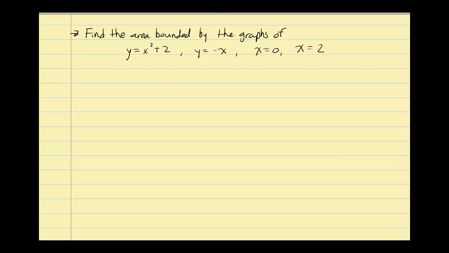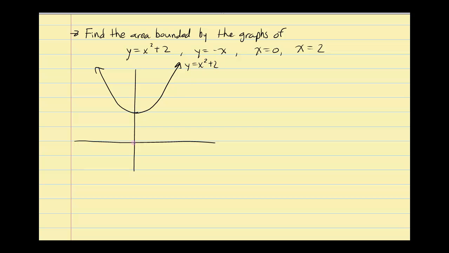So we need to know something about curve sketching to be successful with these, because we have to be able to see what's upper, what's lower. Sometimes we're not going to be able to, but for these we certainly can. So again, we had a parabola opening up with its vertex at 2, so this is y equals x squared plus 2. We had y equals negative x, bisecting the second and fourth quadrants. Here's x equals 0, that's the line x equals 0. And we'll call this the line x equals 2.